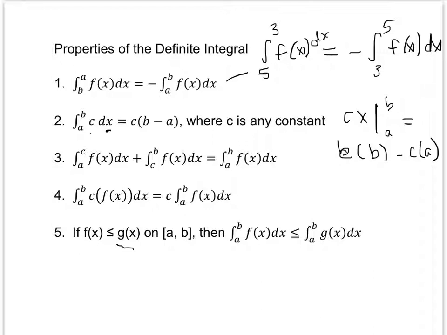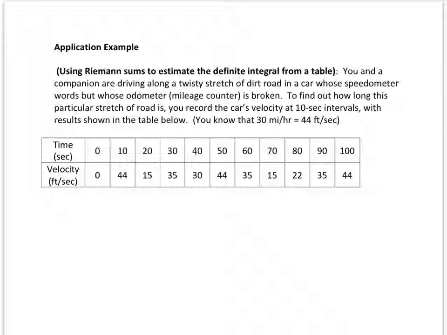So if the y values on G are bigger than those on F, then the area under G has to be bigger than the area under F. Okay, a little bit of reminder about calculating left, right, and midpoint Riemann sums. I noticed some of you were struggling a little bit the last time we saw one of these, so we're not going to do this full question.